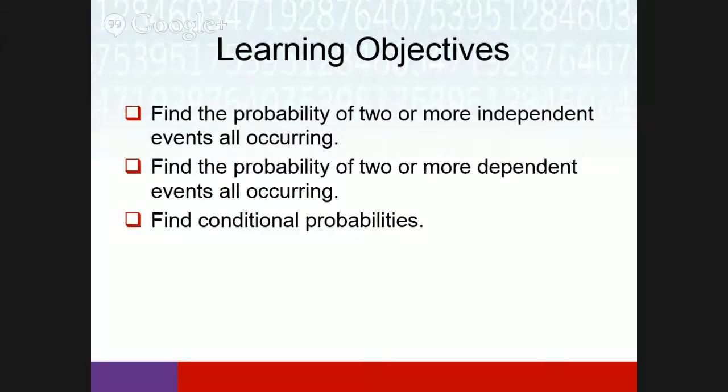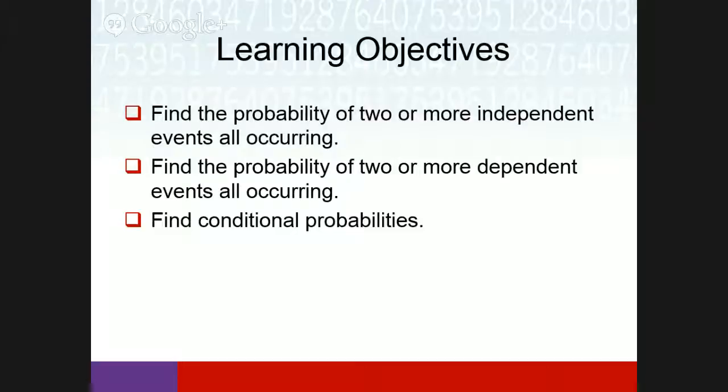So we're going to talk about finding the probability of 2 or more independent events all occurring. So we're looking at independent events occurring almost simultaneously or one after another. They're independent of each other. So like dice and cards. Then we're going to look at the probability of 2 or more dependent events all occurring. If the first event changes the probability of the second event, it's a dependent event. If the first event doesn't change the probability of the second, they're independent. And we'll do good examples.